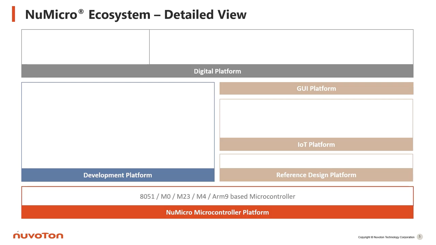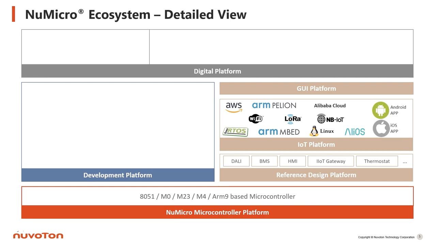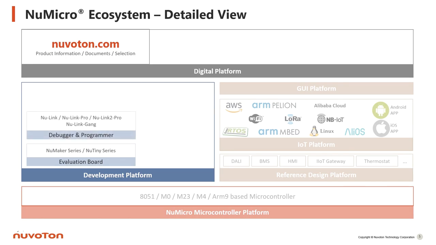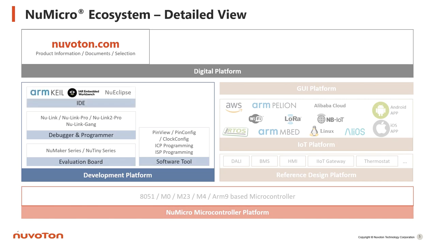As a result, Nuvoton provides you a complete ecosystem, including MCU itself with various cores, development platform, reference design, IoT platform, and digital platform. Because this course is designed for beginners, we will focus on the development platform. There are 5 items in the development platform: the NuMicro Evaluation Board, the Hardware Development Tool, also known as the Debugger and Programmer, the Software Development Tool, the Integrated Development Environment IDE, and the Board Support Package BSP. Simply with these tools, we can do the MCU development efficiently.